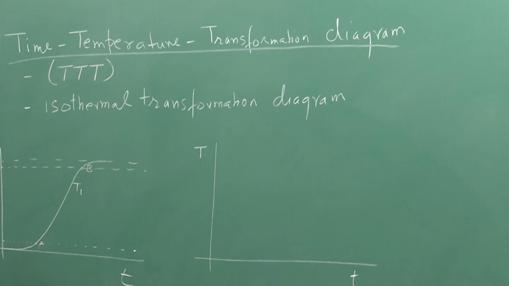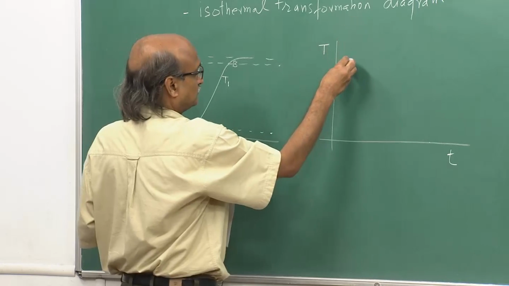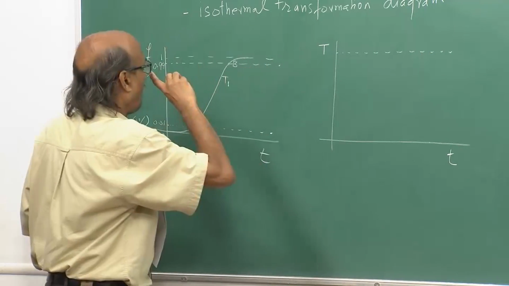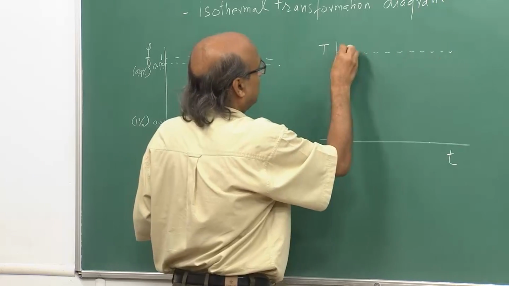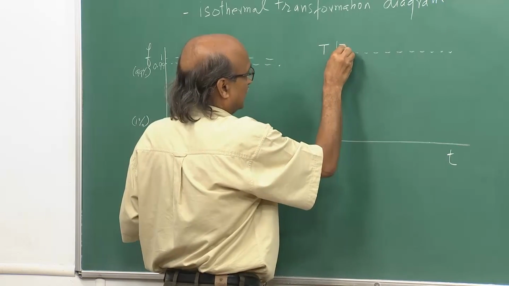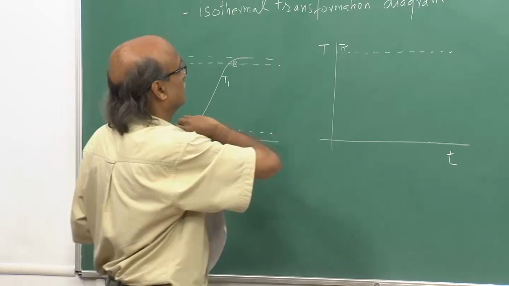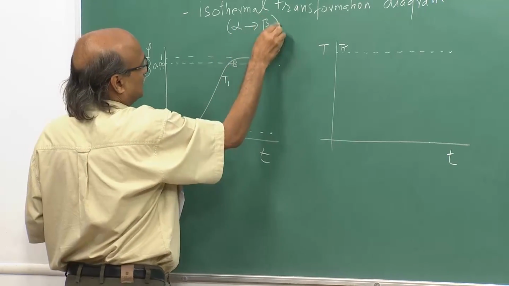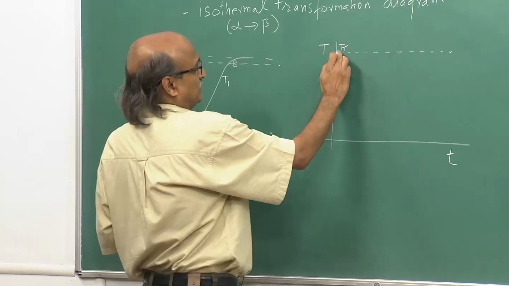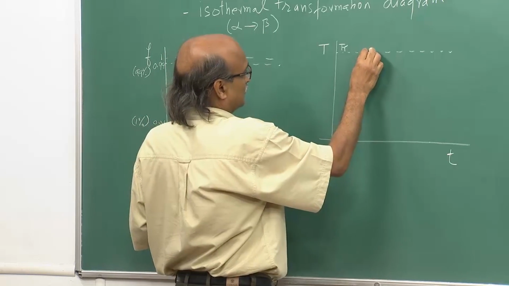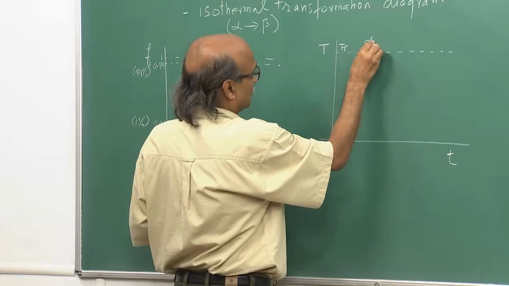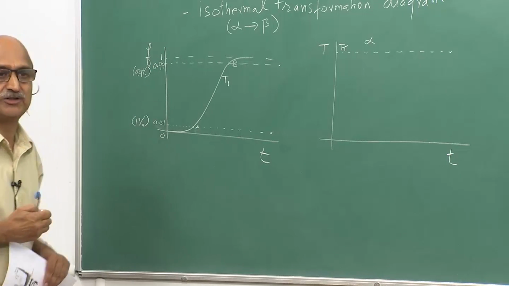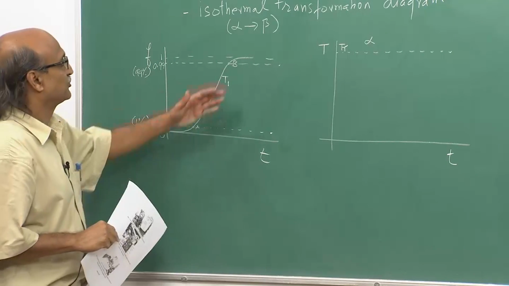In this, let me first put down the temperature TR. So, let us say we are looking at a phase transformation of alpha going to the beta phase. So, this TR is the transformation temperature. Above this transformation temperature, we have only alpha. It is only when the temperature goes below the transformation temperature that beta will start to form.